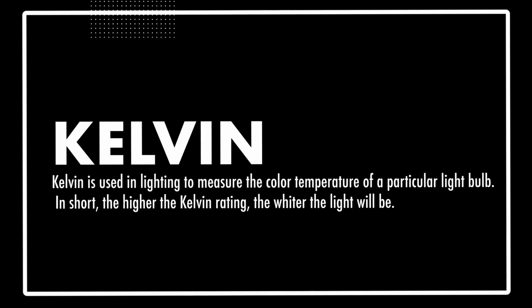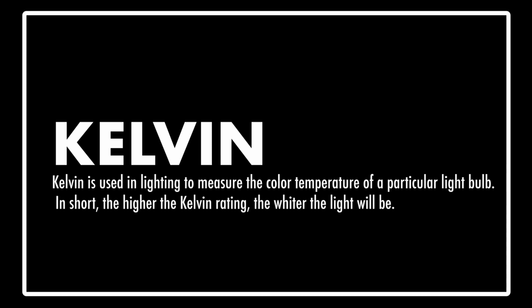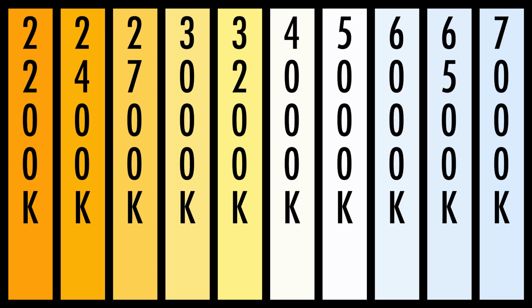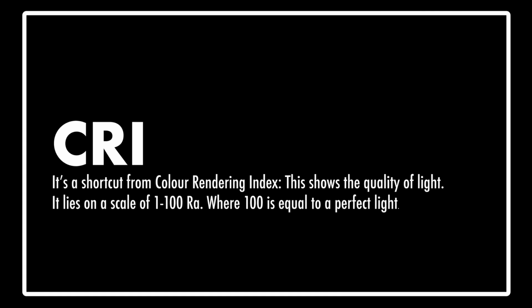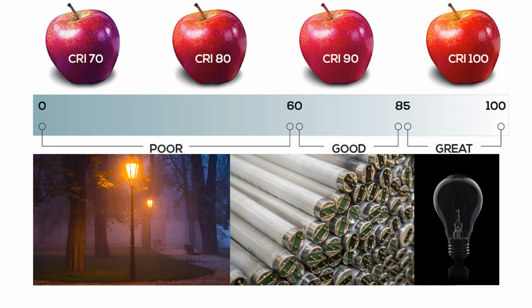Third on the list is Kelvin. Kelvin is used in lighting to measure the color temperature of a particular light bulb. In short, the higher the Kelvin rating, the whiter the light will be. Next, we've got CRI, short for Color Rendering Index. This shows the quality of light. It lies on a scale of 1 to 100, where 100 is equal to a perfect light.